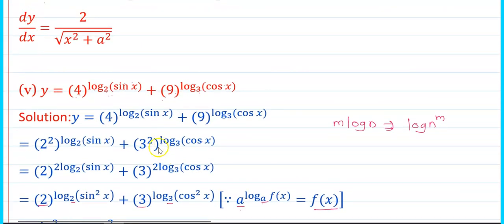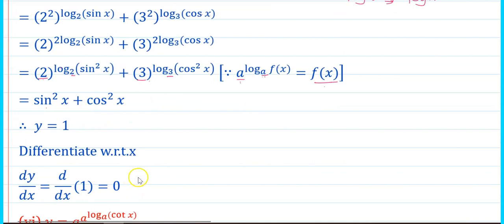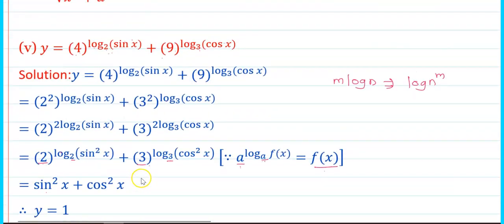Again, you can see this. 4 can be written as 2 raised to 2, and 9 can be written as 3 raised to 2. Again the multiplication goes to the power. And this is an important formula: a raised to log of f of x to the base a. If these two quantities are the same, then the answer is f of x. Here the 2 are the same, therefore it is sin square. With 3, therefore it is cos square. That's 1. Differentiate, you will get the result.